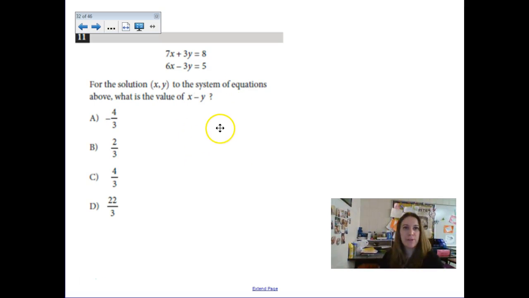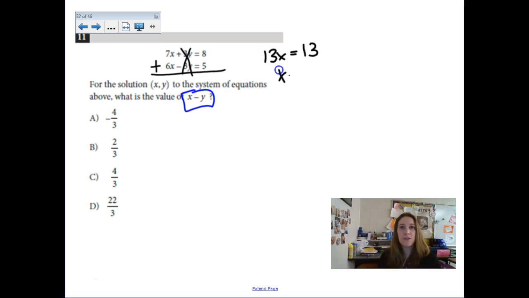So here we have a two-variable linear system, pretty easy to solve, but then at the end they want this weird answer of x minus y. So we're going to find x and y through whatever method we want. Ooh, this one's set up beautifully for what we call elimination. Look at these. The y's are just going to knock out. And when you add up the x's, you get 13x equals 13, so x equals 1.